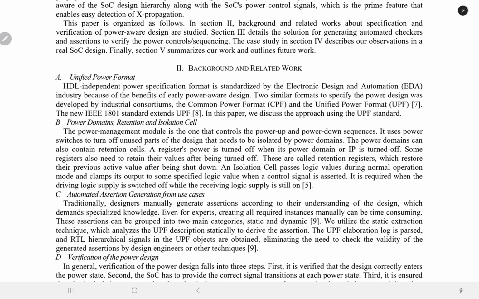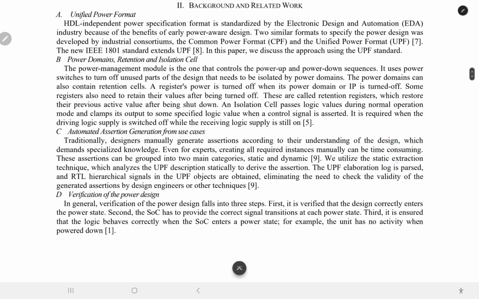The new IEEE 1801 standard extends the UPF. In this paper, we discuss the approach using the UPF standard. B. Power domains, retention and isolation cells. The power management module is the one that controls the power-up and power-down sequences. It uses power switches to turn off the unused part of the design that needs to be isolated by power domain.